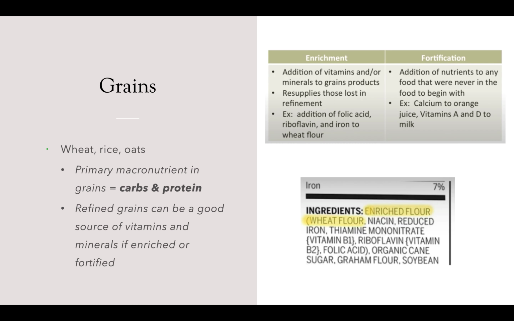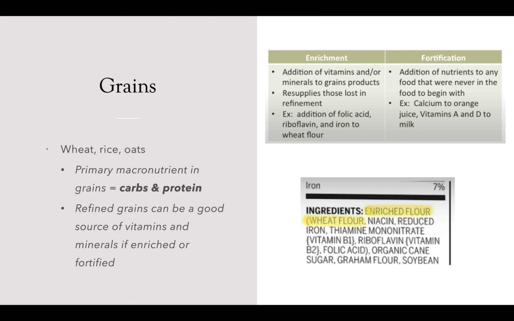I chose to talk about grains for a few reasons, especially on the topics of enrichment and fortification. So included in the grains group are foods made from wheat, rice, and oats. Most of the pastas, breads, oatmeal, the breakfast cereals that you eat will fall into this group, and the major macronutrients in grains are carbohydrates and proteins. Now, grains can be divided into 2 subgroups. Those are the whole grains and refined grains.